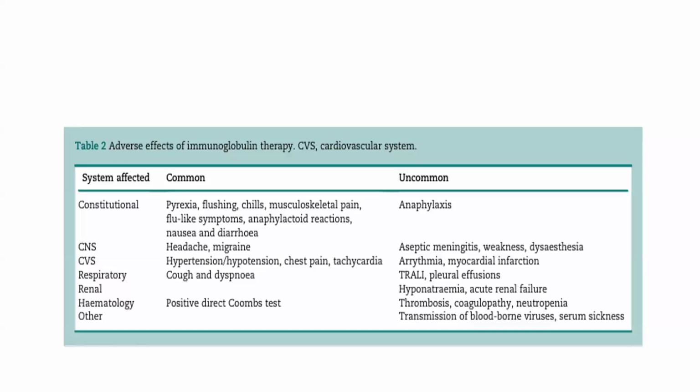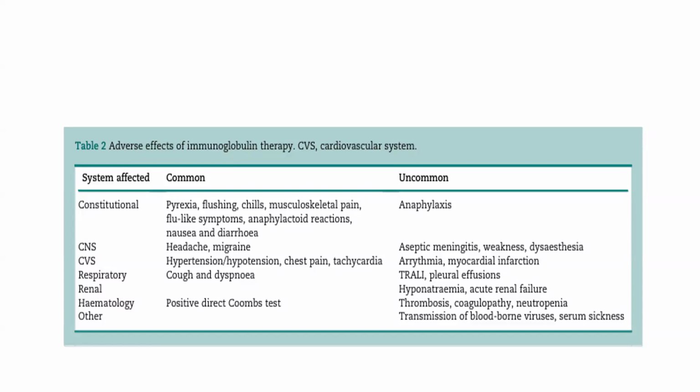Now, regarding adverse effects of immunoglobulin therapy, constitutional effects are pyrexia, flushing, chills, musculoskeletal pain, flu-like symptoms, anaphylactic reaction, nausea, and diarrhea. Then also headache; migraine is common. Uncommon are aseptic meningitis, weakness, and dystonia. Then in the CVS, the common side effects are hypotension, chest pain, and tachycardia. And uncommon side effects are arrhythmia and myocardial infarction.